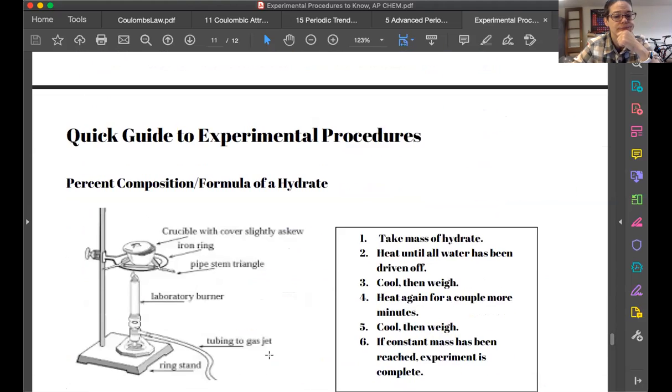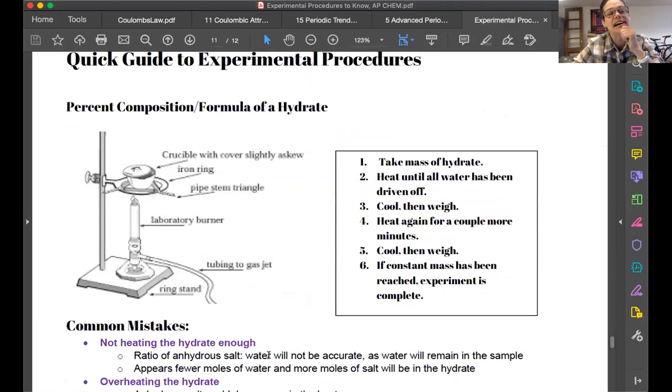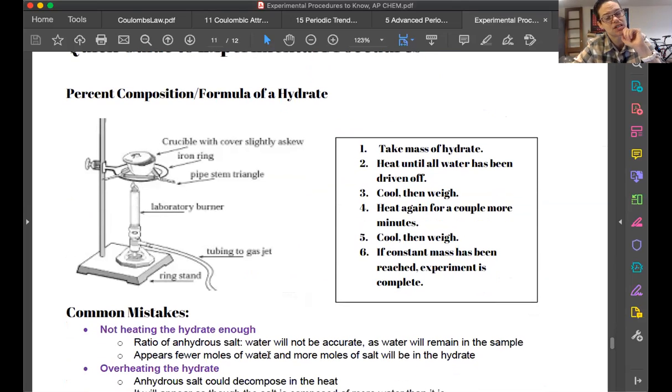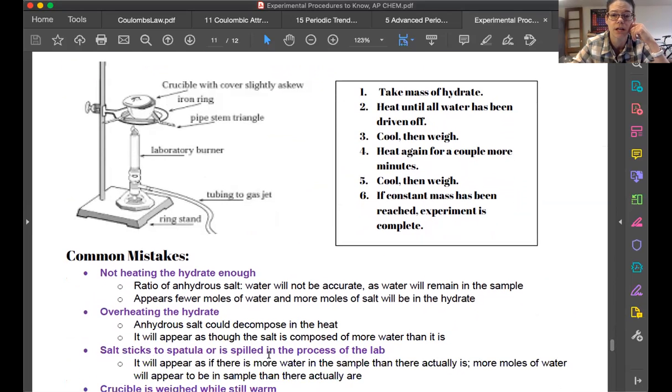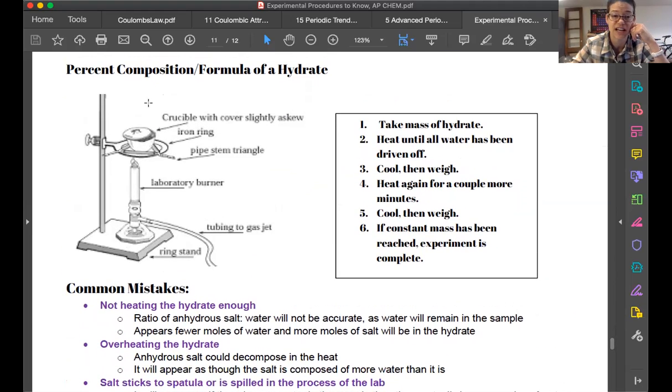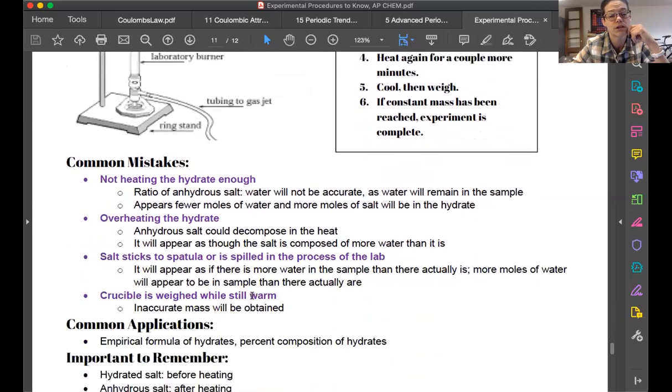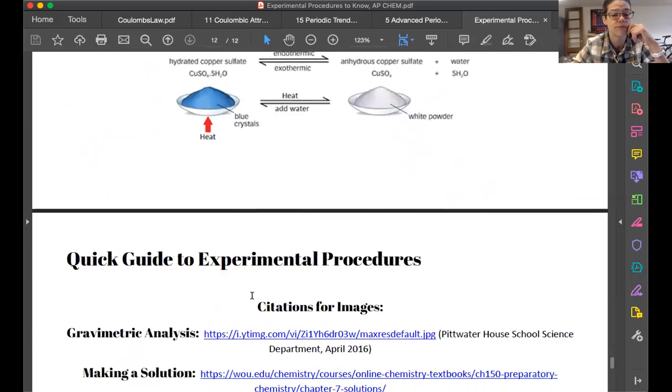Let's see here. Hydrate percent composition. This is another thing that could generate data. They haven't asked about it in years because it's such a basic thing. You can't do as much with it as you can with gravimetric analysis, but it's another form of an empirical formula lab. Remember, we had a setup very similar to this when we did the magnesium and the oxygen burning off in the crucible in sophomore year.